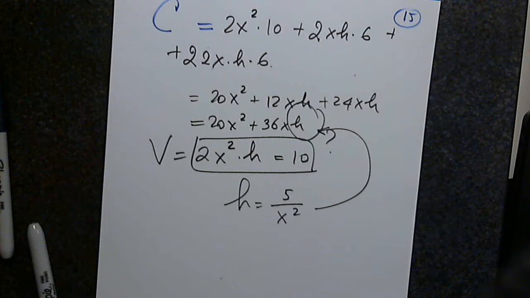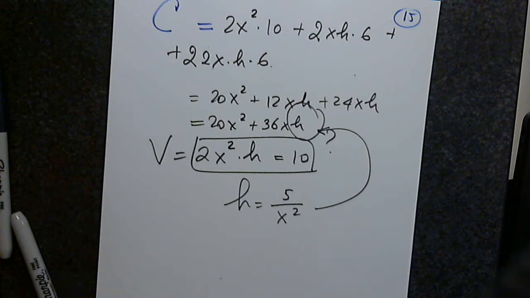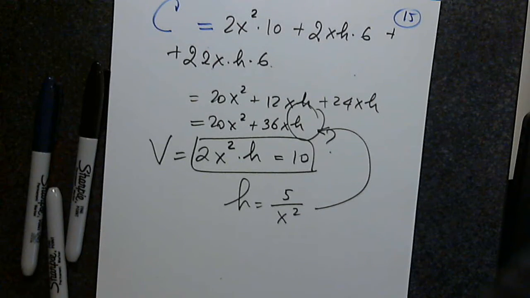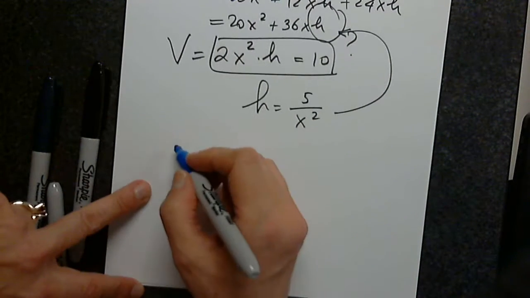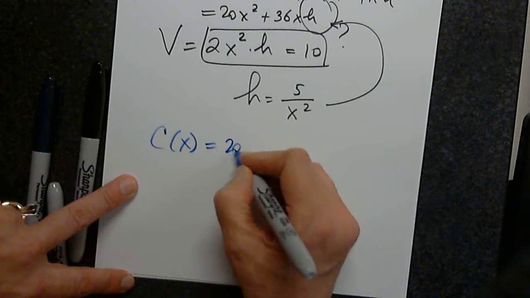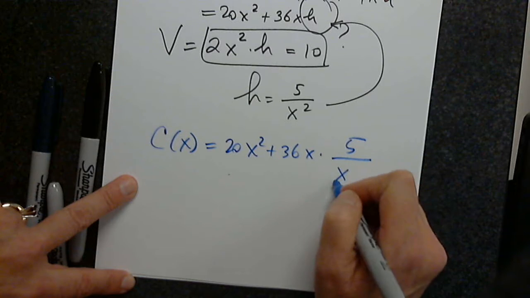But once I determine the formula for the cost, the cost for the base is 10 per square meter, and the cost for the rest surrounding it, the sides, if you want the lateral area, is 6 per square meter. So now once we replace h by this, the cost becomes a function of x finally: 20x squared plus 36x multiplied by 5 over x squared.